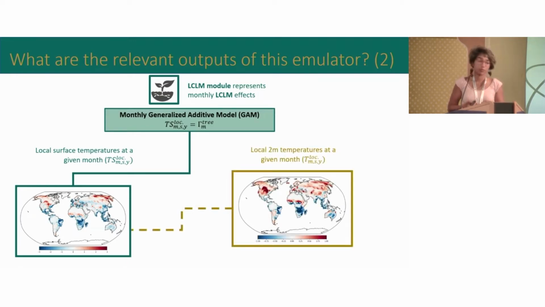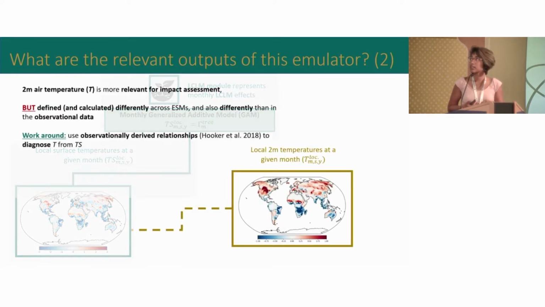And then again, when we actually want to have relevant outputs, another thing is to not just have surface temperature, but have 2-meter temperature. However, we don't take this directly from the Earth system models, since the 2-meter temperature is diagnosed quite differently between models and also does not really fit to the observationally defined 2-meter temperature. So it can be at different levels in Earth system models as compared to the observations. So actually, when we look at 2-meter temperature, we simply use our surface temperature and diagnose it using observationally derived relationships.